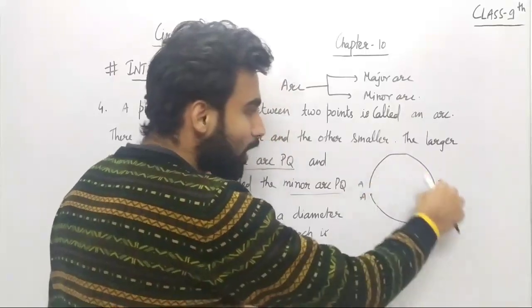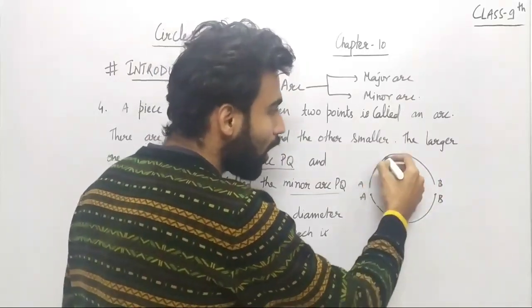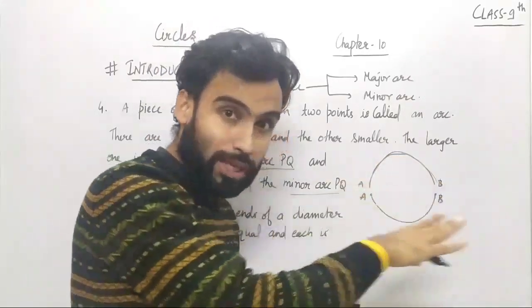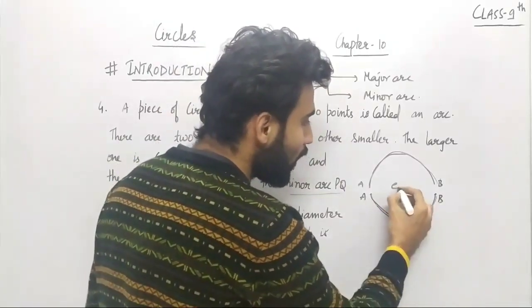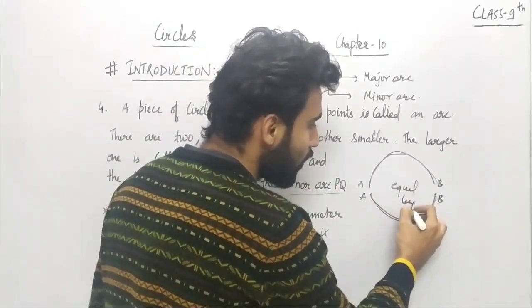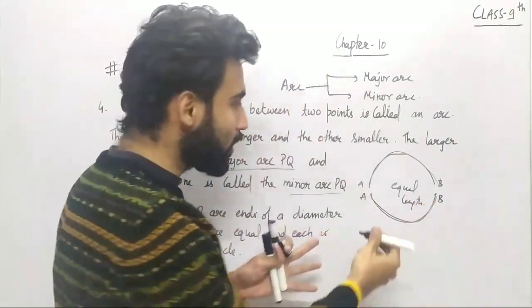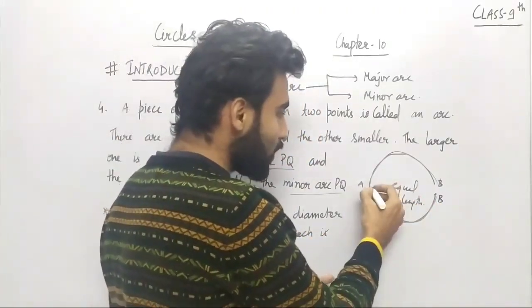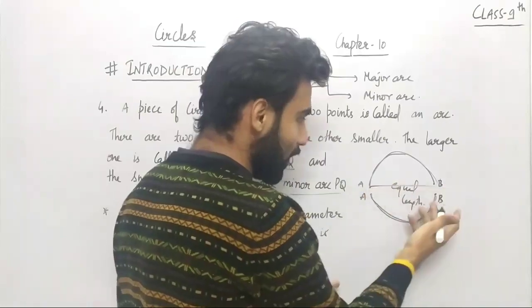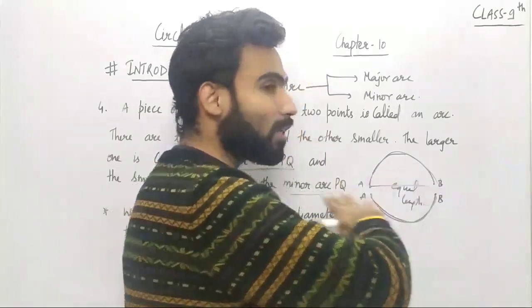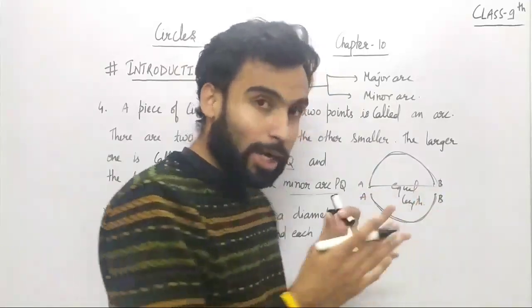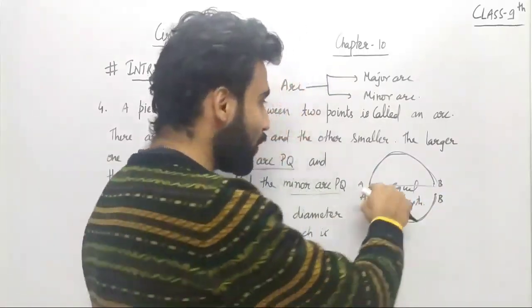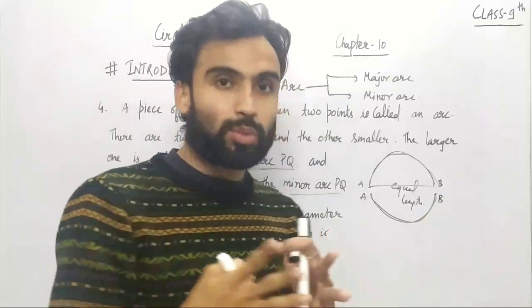So you can see this time both the arcs, if divided from the center of the circle, right? So both the arcs then will be of equal length. Getting the point? Or you can say if the end points are of the diameter here, right? So if I divide the circle through its diameter, right? So if A and B are the end points of a diameter, then you can see the length of both the arcs will be equal.